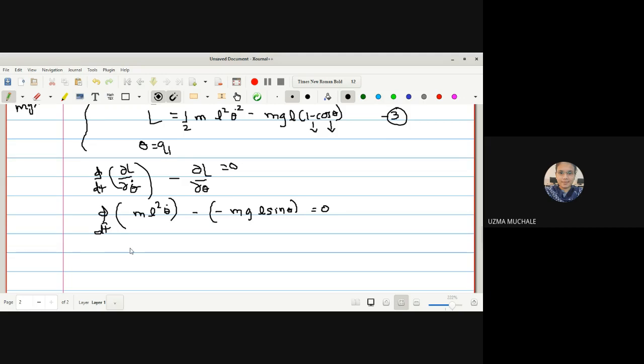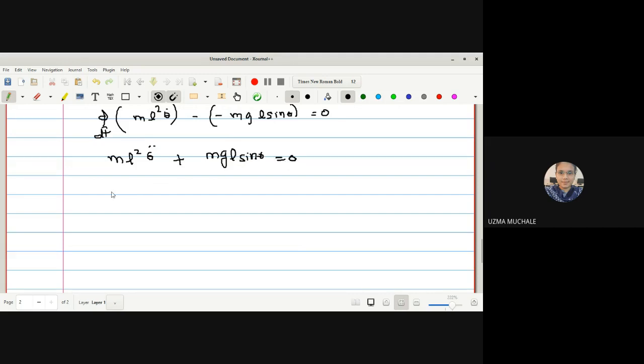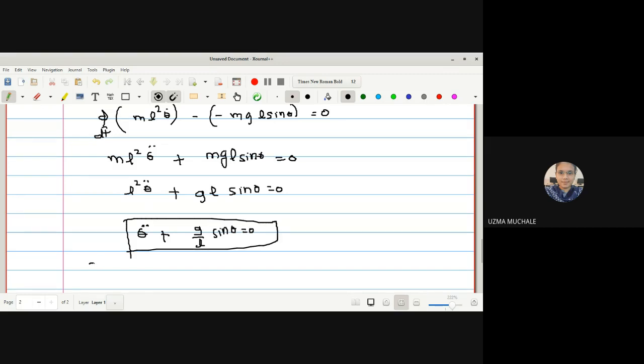Now what we have to do after finding these derivatives: this m and l both are constant, no? Mass and length of the string. The derivative of theta dot with respect to t, I can write as theta double dot, and minus minus become plus, so it is mgL sine theta. Now mass is a constant term as well as non-zero, so I can divide. As well as the length of the string is also non-zero, so I can divide, and hence I can write theta double dot. Let us divide by L square. So we get g by L sine theta, which is the required equation of motion for the simple pendulum.